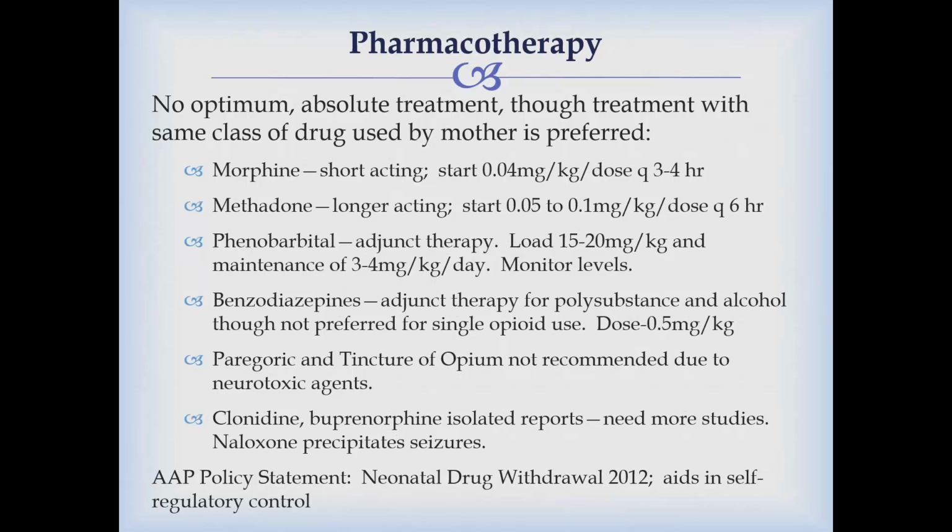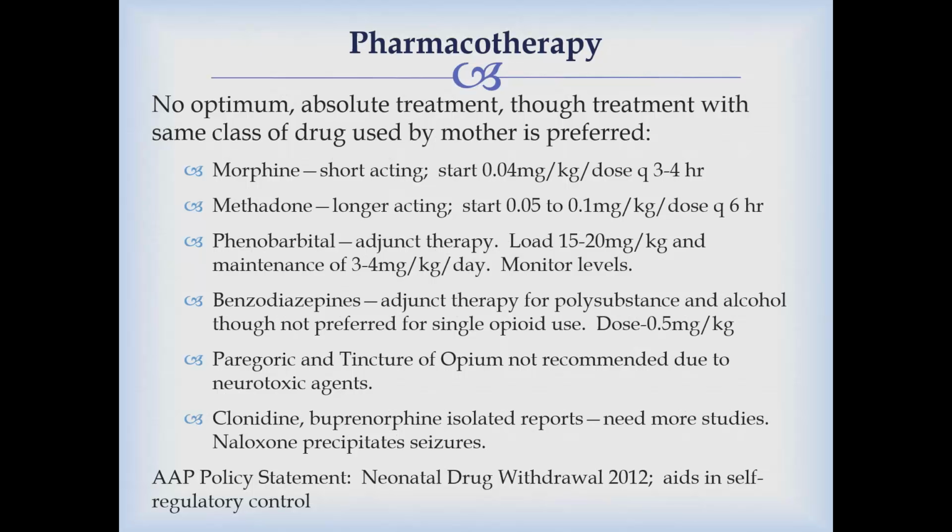A longer-acting opioid, such as methadone, 0.05 to 0.1 milligram per kg per dose every 6 hours. There are some protocols out there that talk about dosing it every 12 hours. Phenobarbital should be considered as an adjunct to therapy, not as a primary treatment. One would load with 15 to 20 milligram per kg, and then a maintenance dose of 3 to 4 milligram per kg per day while monitoring levels.